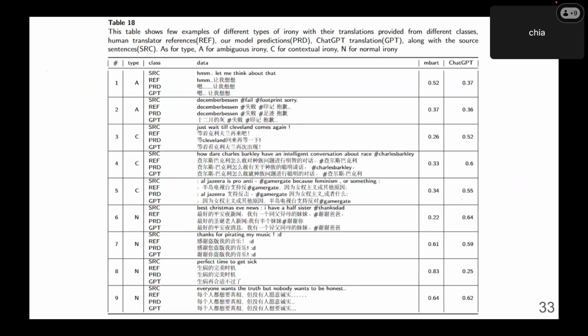So this is the table. The first one is the source, which is the English text, the reference is the human translation text, the PRD, the prediction, is our model's translation, and the GPT is ChatGPT's translation. A is ambiguous irony, C is contextual, and N is normal irony.